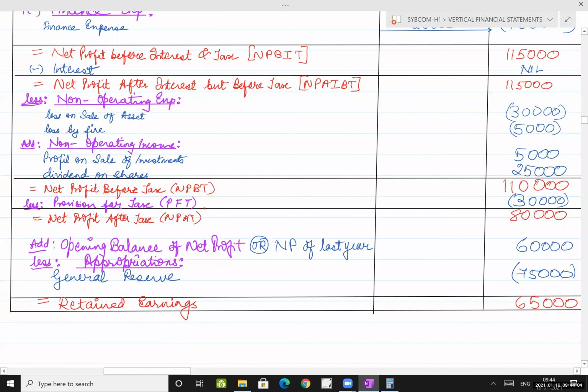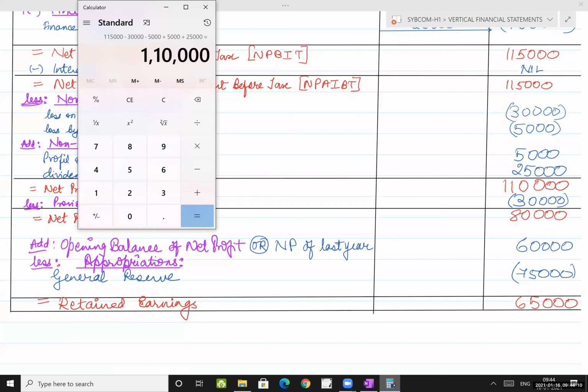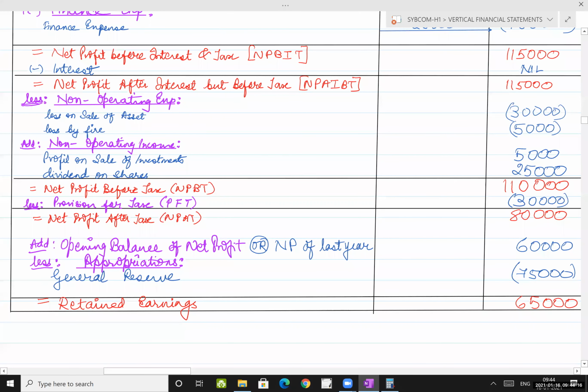Then pay your taxes, provision for tax or income tax paid. Okay, कितना है provision for taxes? 30,000. So my answer is 80,000 net profit after tax. Okay. Then add opening balance of net profit. What is that? Your net profit of last year.